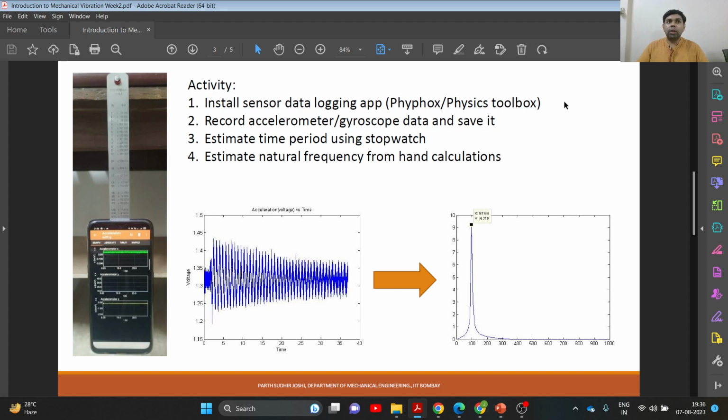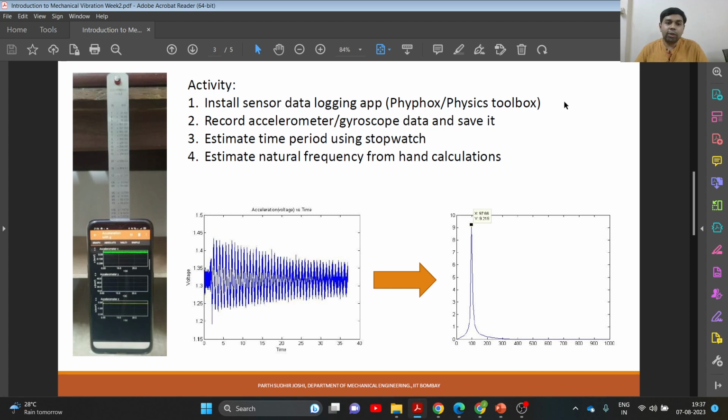So you can use a simple metallic ruler, and stick your phone to that ruler using some tape or something like that, and then use your phone itself as the pendulum bob, and switch on this app, and start recording the data, and give the ruler some kind of initial displacement, and let the ruler go. Then you will see that the phone will oscillate, and the phone acts as a simple pendulum bob, and at the same time it is also recording sensor data.